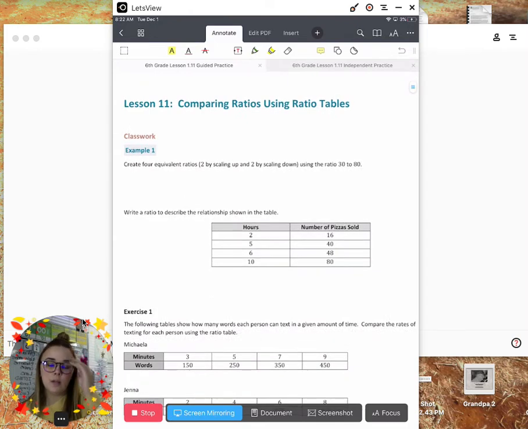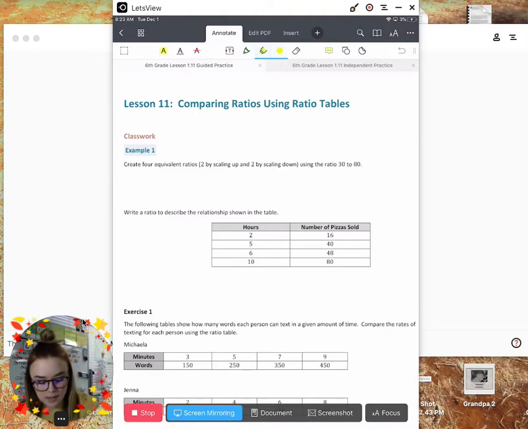Example 1 says first to create 4 equivalent ratios. Remember we've talked about that. 2 by scaling up and 2 by scaling down. So that means 2 equivalent ratios that we are making by making it bigger and 2 by making it smaller, using the ratio of 30 to 80. So this is our ratio that we're starting with, 30 to 80. So we need to make 2 that scale up and 2 that scale down.